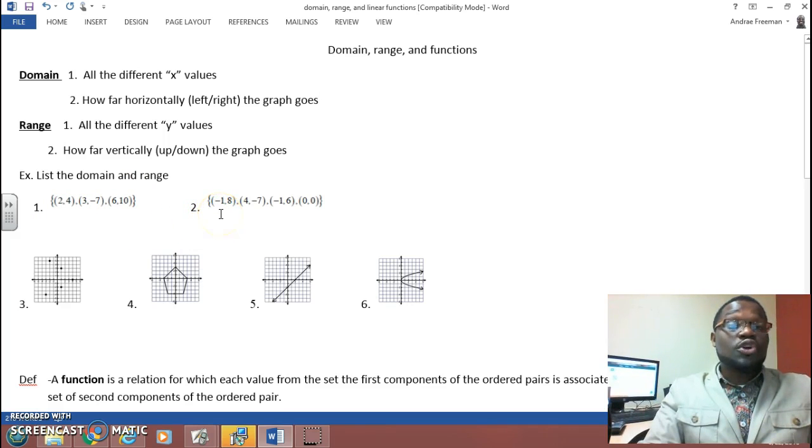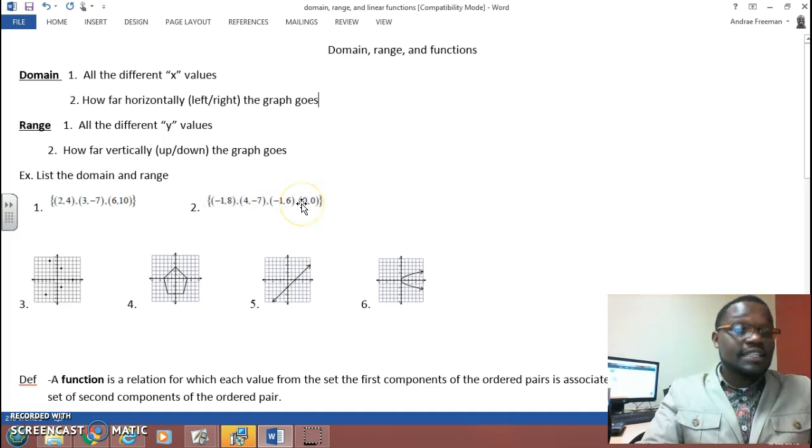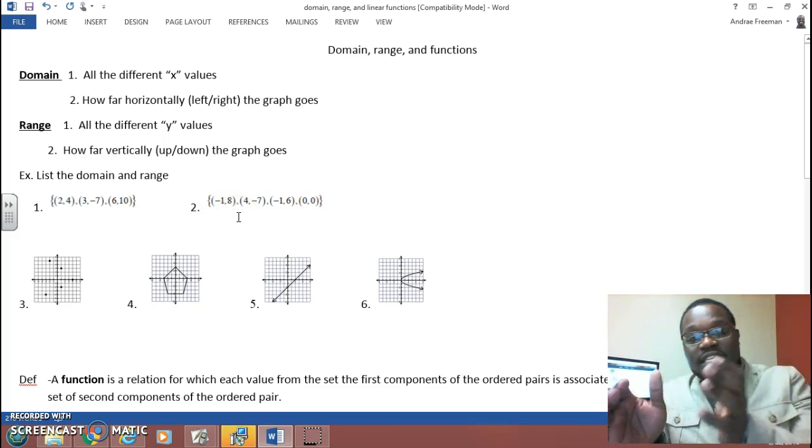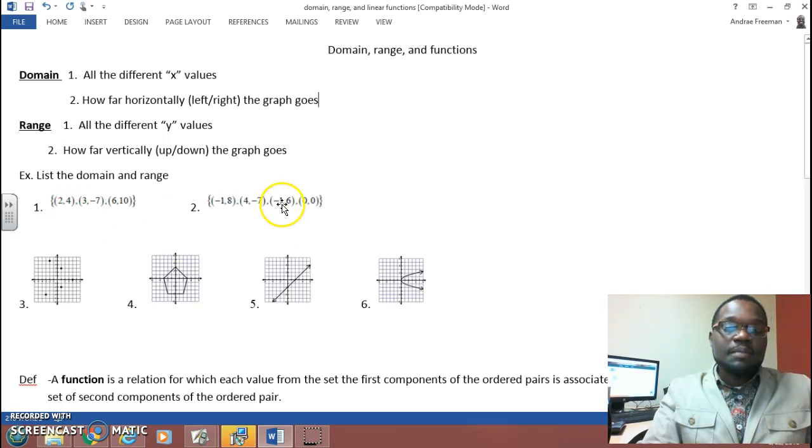Number 2, the domain, negative 1, negative 4, negative 1, and 0. Now, if your number repeats like negative 1 does, you don't write it twice. It's just negative 1. I already got negative 1 in there, so I don't have to write it again. So negative 1, negative 4, and 0 technically is your domain. And 8, negative 7, 6, and 0 is your range. If the same number repeats in domain and range, that's okay. You just don't want it to repeat within just the domain or within just the range. Now, this is looking at points.